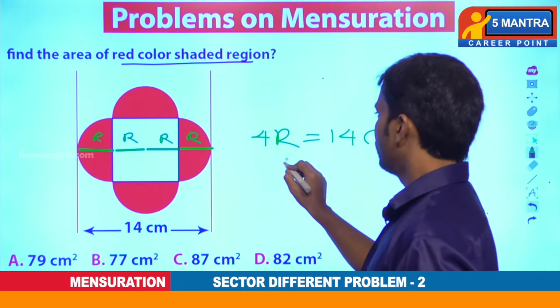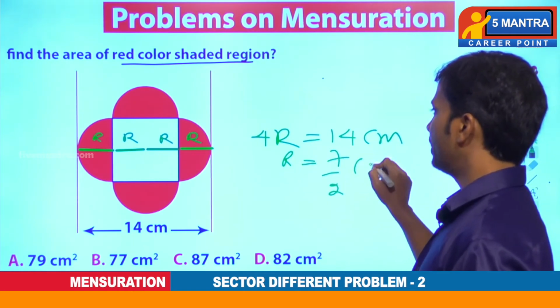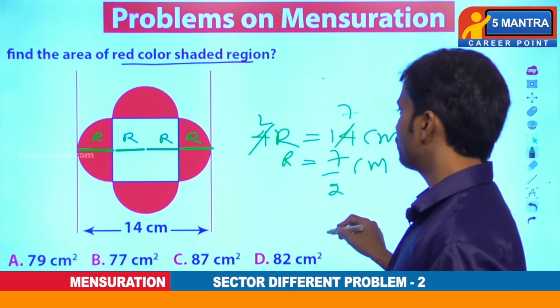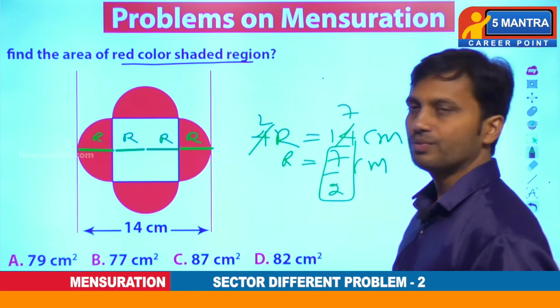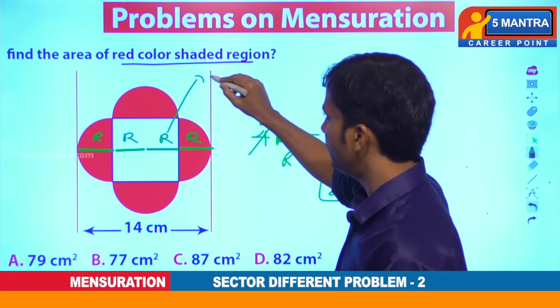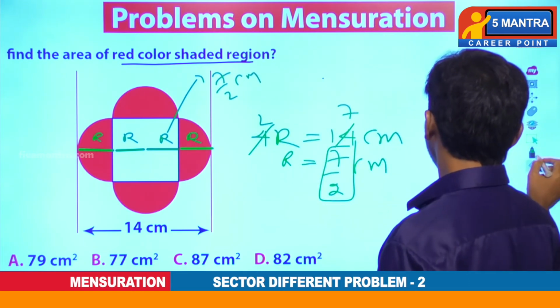Okay, so how? Now r would be equal to what? 7 by 2 centimeters. Is that right or not? Because we can cancel the 2 on both sides. 2, 7. So r would be 7 by 2. So finally we could find the radius of the circle. What is that? 7 by 2 centimeters. Now let us find out the required area.